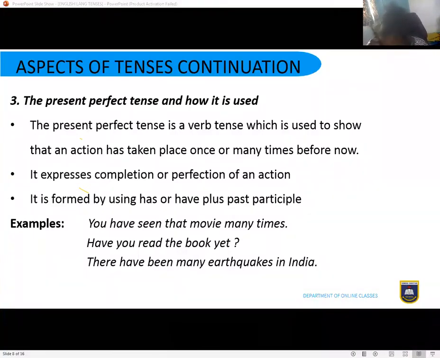There have been many earthquakes in India. So it means that this sentence is telling us that the earthquakes which have taken place in India have been what? The action that has taken place has been perfected. It means the action is complete. Is it clear?